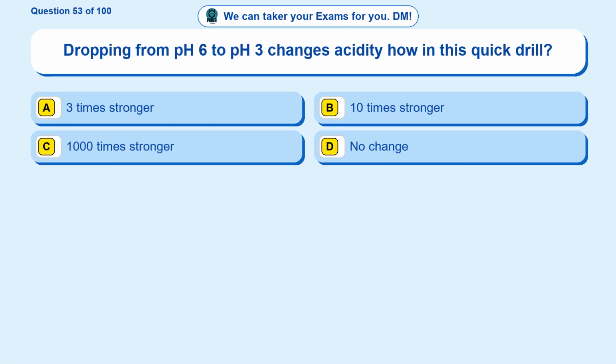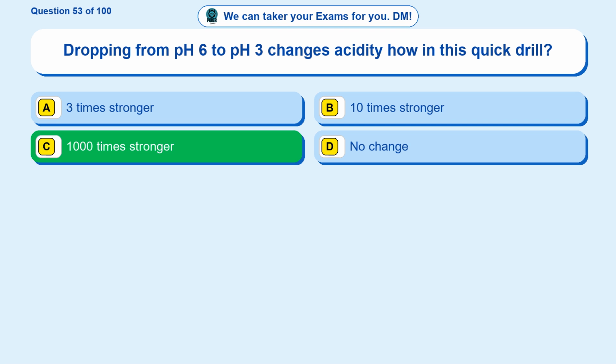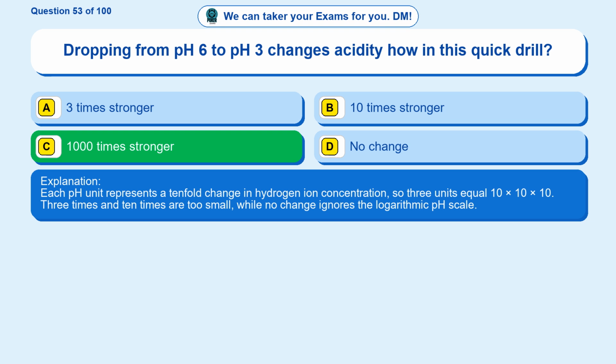Question 53. Dropping from pH 6 to pH 3 changes acidity how in this quick drill? Option A, 3 times stronger. Option B, 10 times stronger. Option C, 1000 times stronger. Option D, no change. The correct answer is option C. 1000 times stronger. Each pH unit represents a 10-fold change in hydrogen ion concentration, so 3 units equal 10 times 10 times 10. 3 times and 10 times are too small, while no change ignores the logarithmic pH scale.